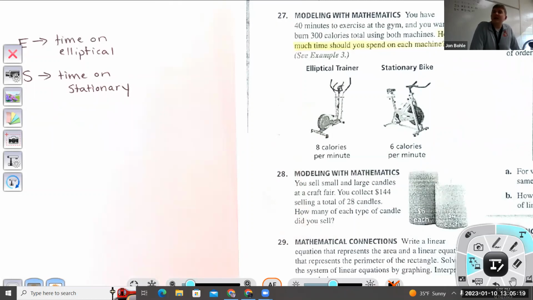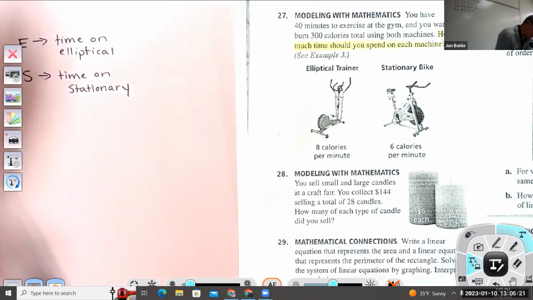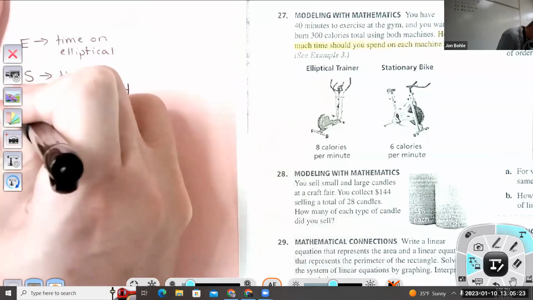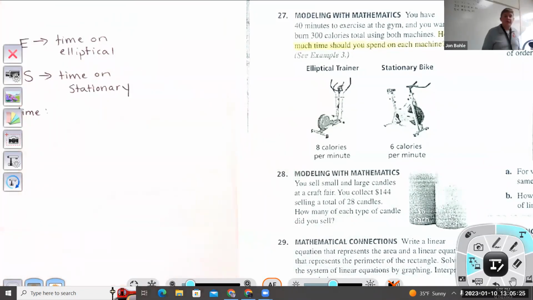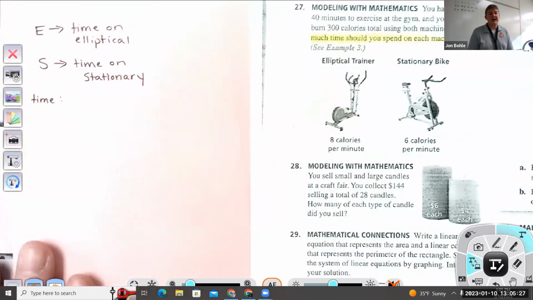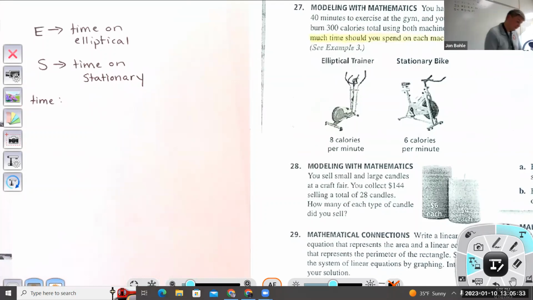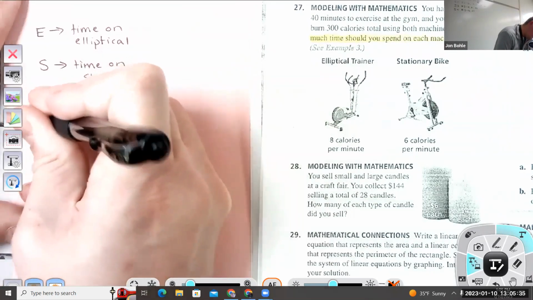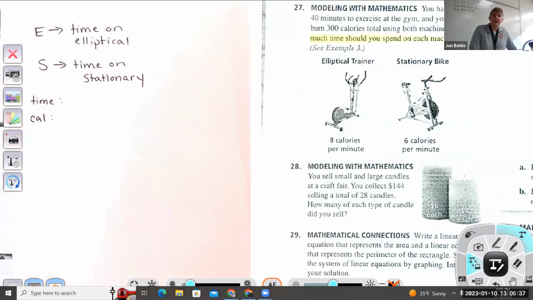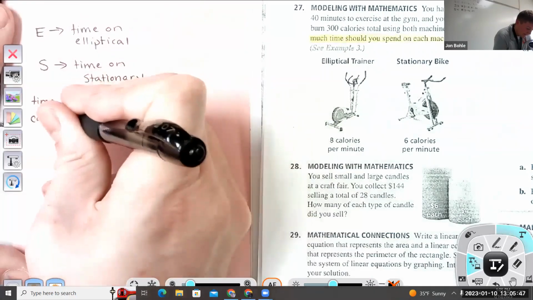Okay. Anyway, so the first equation is going to be representing just time. If the first equation is just representing time, what's the second equation representing? It's the other thing. Calories. Okay, let's do calories first because I think that will be the easiest one. How many total calories were burned? 300.